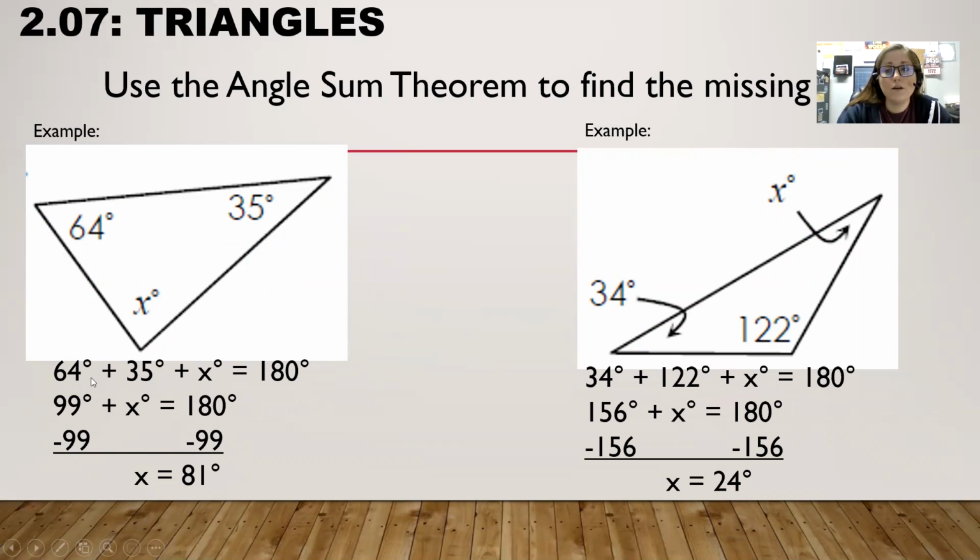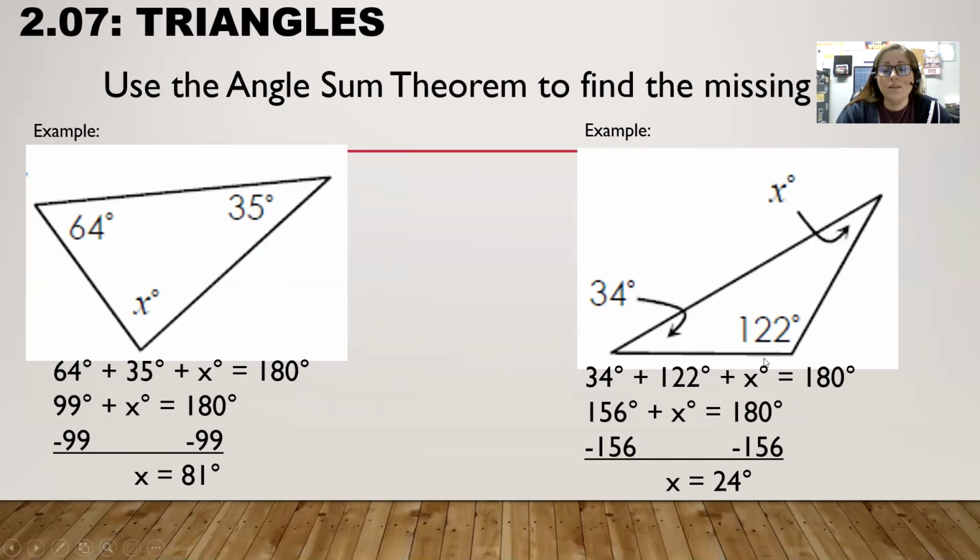Okay, then you can combine like terms. 64 plus 35 will give us 99. So we can write this again, 99 plus X is equal to 180. And then we want to subtract 99 from both sides because this 99 was positive. So we want to figure out what X is equal to by using the inverse operation. 99 minus 99 will cancel, and 180 minus 99 will give us an answer of X is equal to 81. That means that this missing angle of this triangle is 81 degrees.